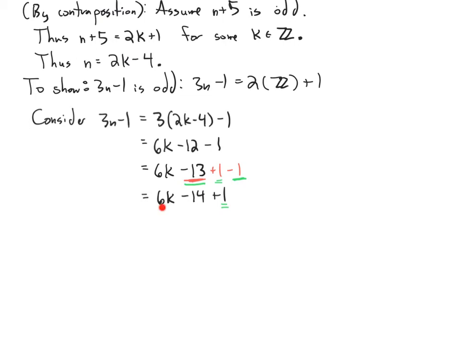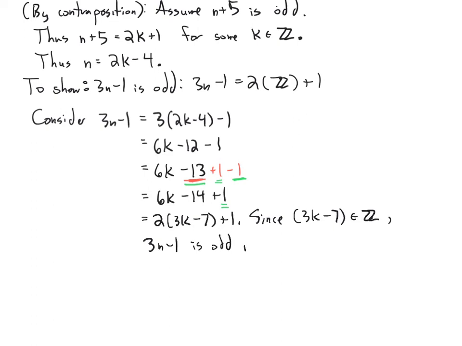So again, we have these two terms with a factor of 2. Take it out: 2 times (3k minus 7) plus 1. And finally, since 3k minus 7 is an integer, we know that 3n minus 1 is odd. And we're done. We proved what we wanted to. We did both directions.